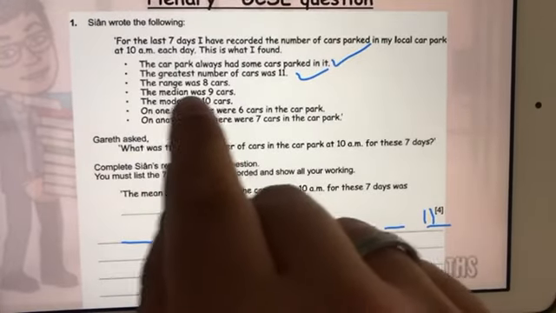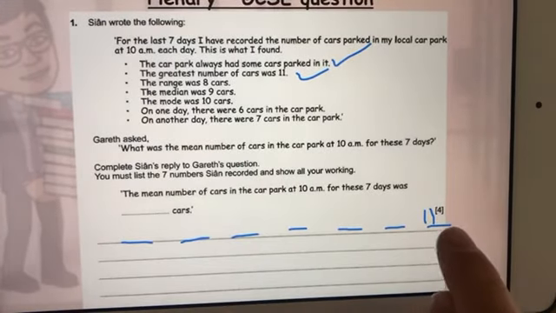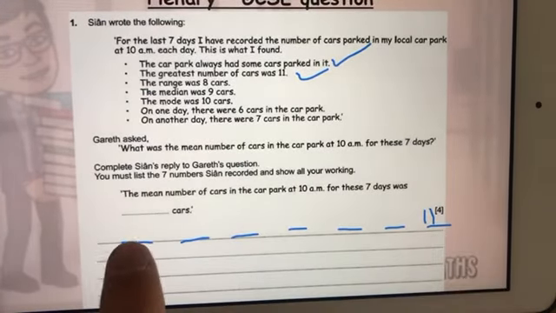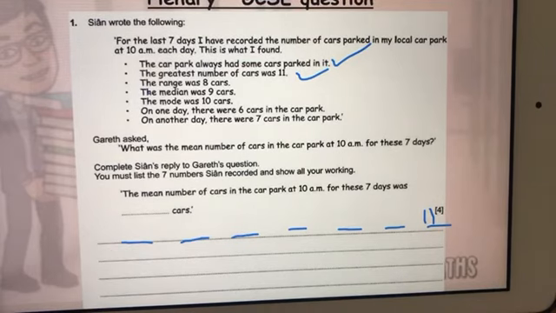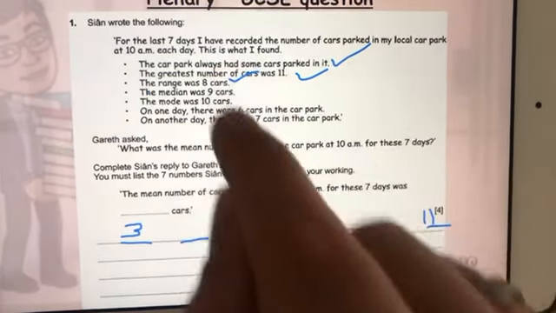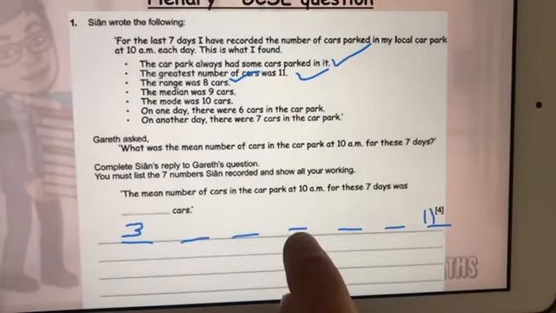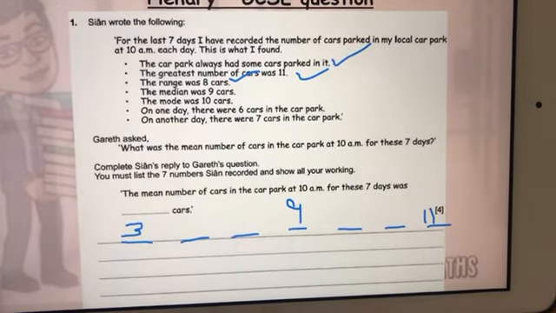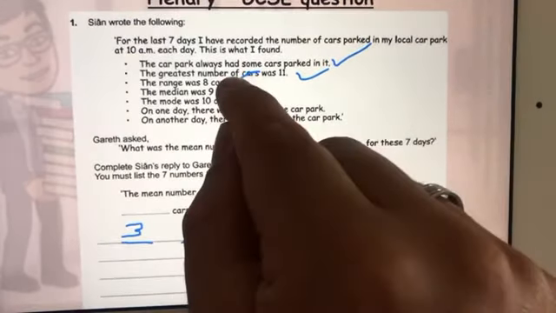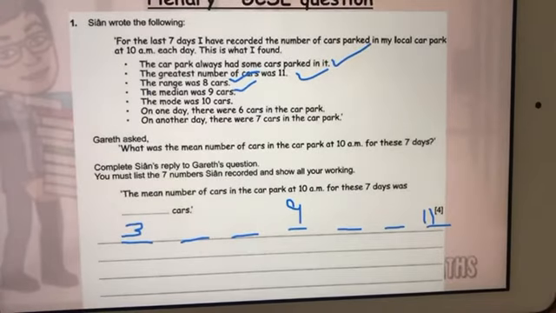The range was 8 cars. That means the big difference between 11 and this number on the left hand side was 8. Okay, 11 take away 8 makes 3. So that number would have to be 3. That's that one used. The median was 9. That means the middle number right in the middle of 7 has to be the number 9. That's that one. We're using all the skills we used from earlier on.